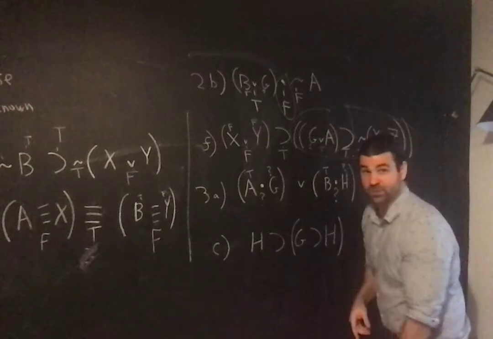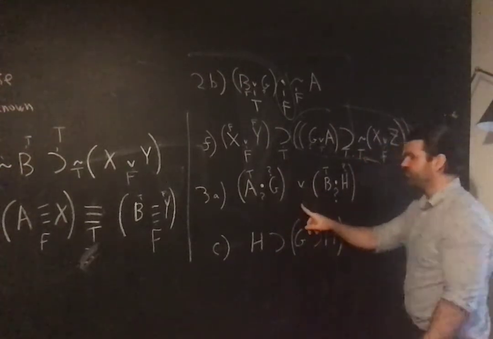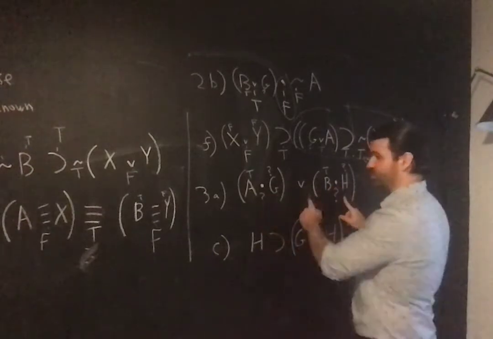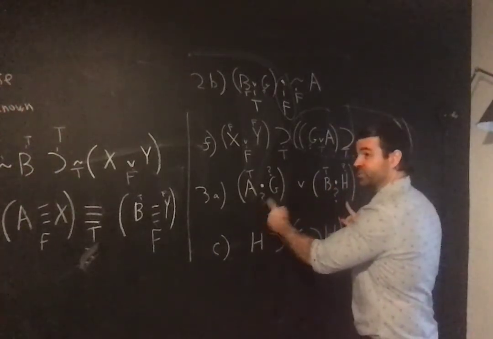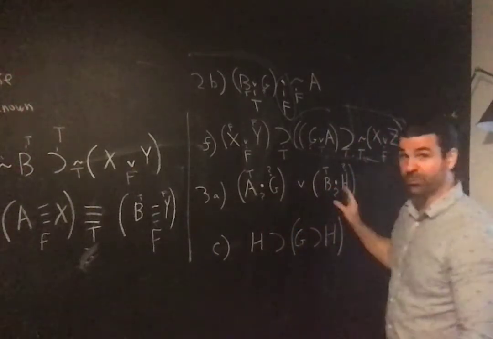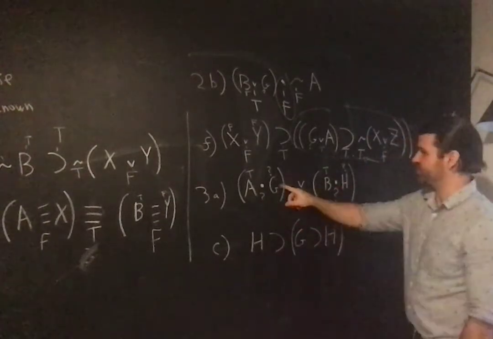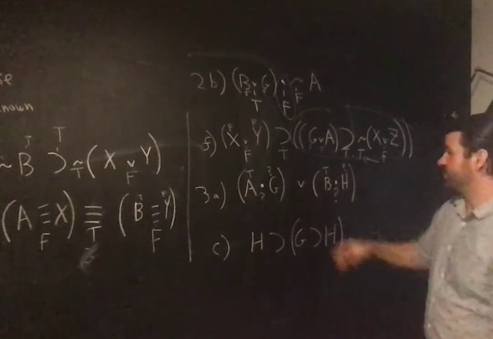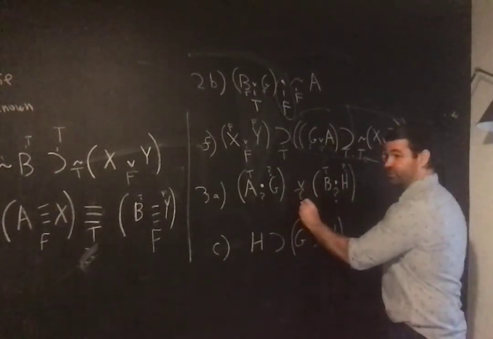So therefore I can't determine the wedge, right? The wedge could be true or false. If one or both of them turn out to be true, it's true. But if they're both false, and they could both be false for all I know, right? If G and H are both false, and that's false, and that's false, and the wedge is false. So what's the answer? I cannot determine the truth value of this.